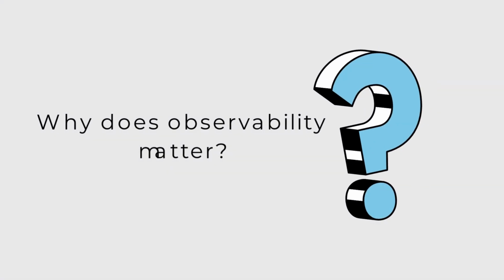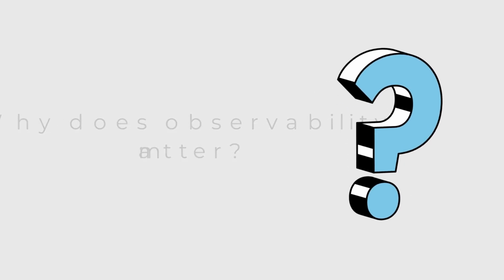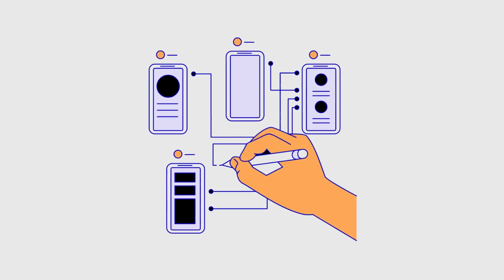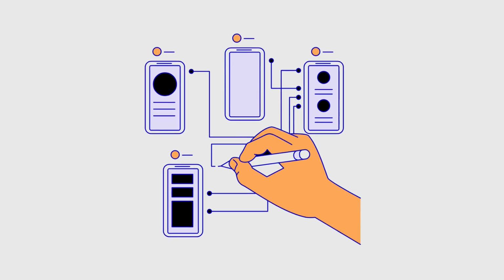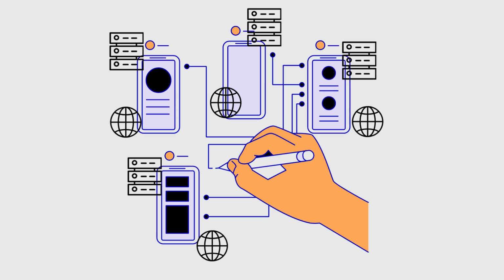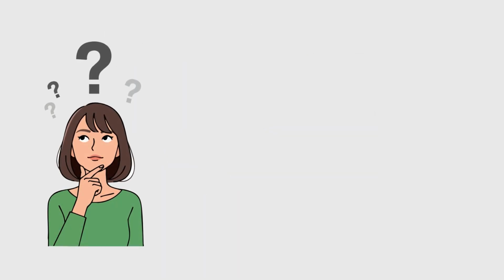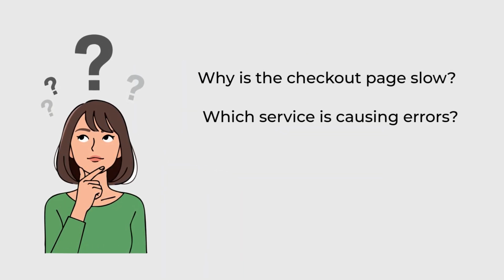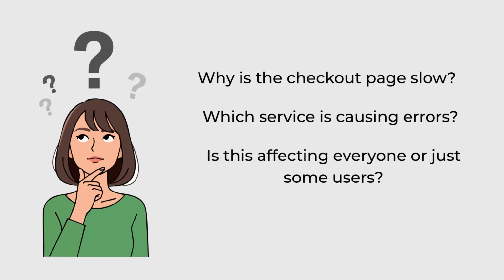So why does observability matter? Well, modern apps aren't just one program anymore. They're dozens or hundreds of different services working together, often spread across different servers and locations. When something goes wrong, you need quick answers like, why is the checkout page slow? Which service is causing errors? Is this affecting everyone or just some users?